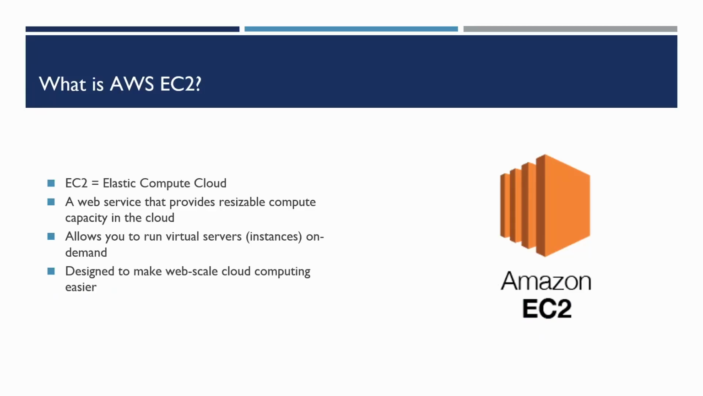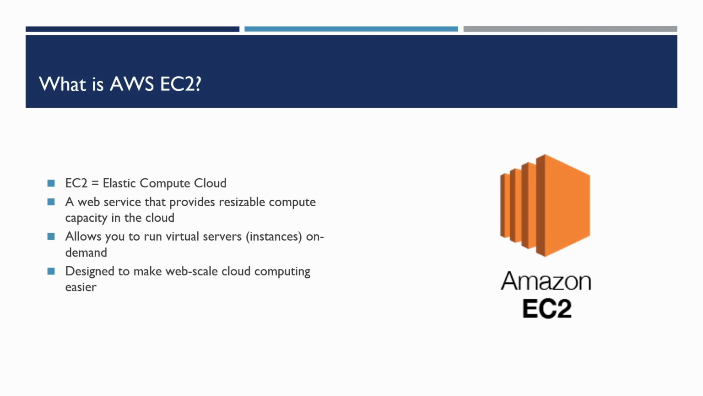Now what is basically AWS EC2? EC2 stands for Elastic Compute Cloud. It's basically a web service which provides resizable compute capacity in the cloud. Basically, it means that once you deploy your app on the cloud, then you can change the compute capacity whenever you need. It allows you to run virtual servers on demand.